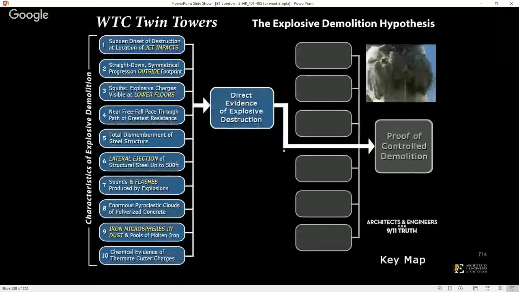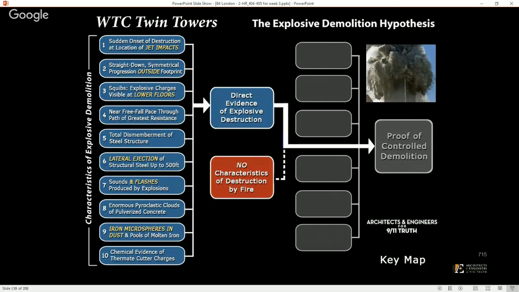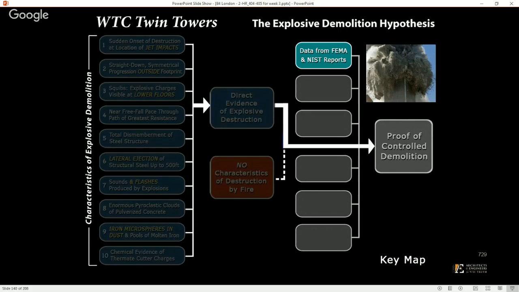And we've shown, I believe, today, this week, focusing on number 8, 9, and 10, the direct evidence of explosive destruction at the Twin Towers and incendiaries in particular today. No characteristic of destruction by fire here. Fire can't explain any of these, let alone all 10 of them, as we've looked at last week and this week, with additional data, which is available on the internet from FEMA and the NIST reports.